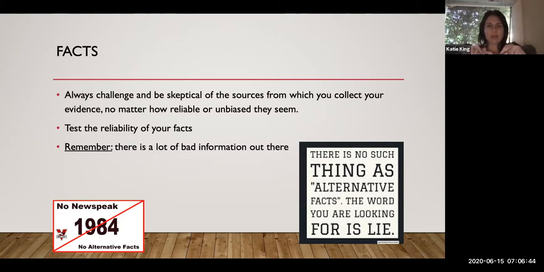Research the information that you're getting. Test the reliability of your facts because there is a lot of bad information out there. And guess where the number one place where you can find bad information is, folks? Yes, that's right. It's Google. Google will lead you to some decent stuff, like government websites.